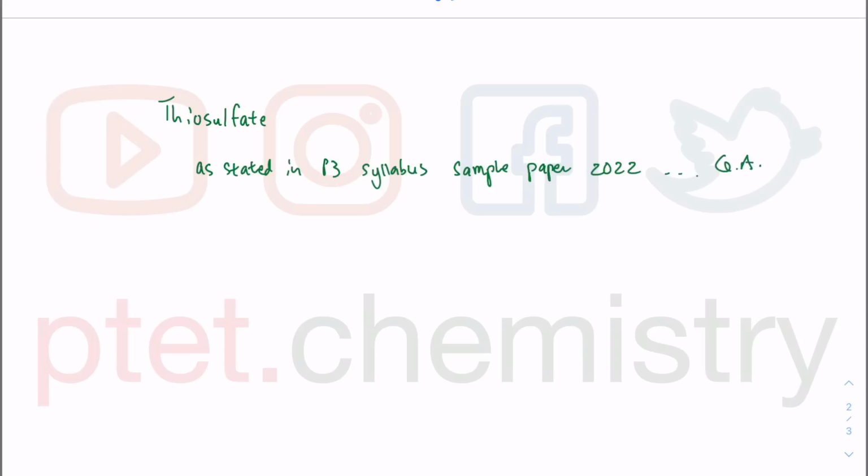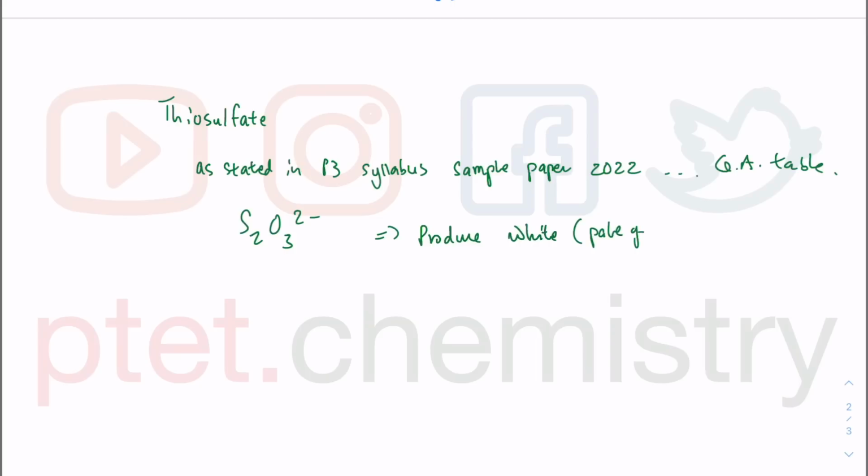So your thiosulfate and your iodine. Thiosulfate ions is as stated in the paper 3 now. If you look in the paper 3 syllabus, sample paper, that's what I meant. Sample paper for the 2022 syllabus, you will see that in the qualitative analysis table, there is a new addition. It's called S2O3 2-, and then it will produce a white precipitate.